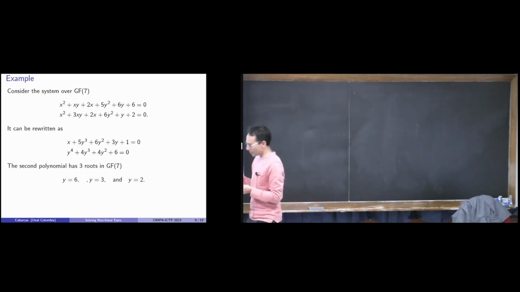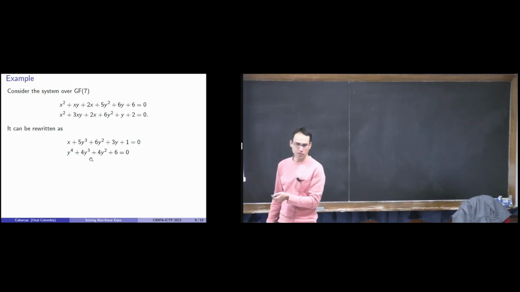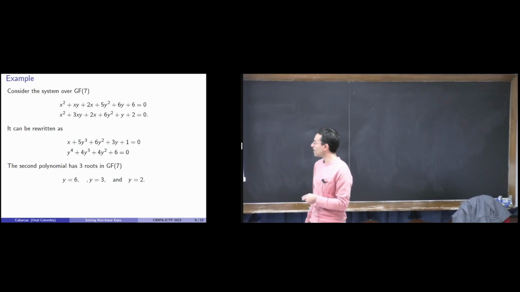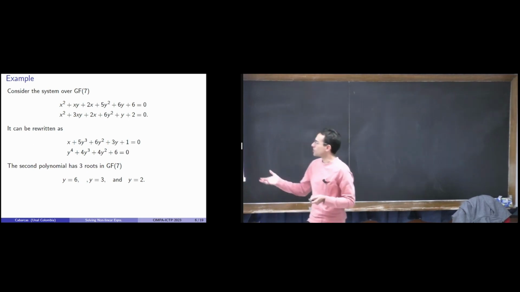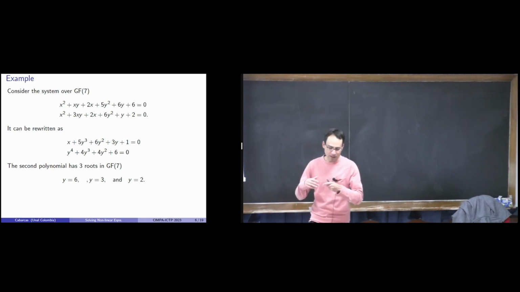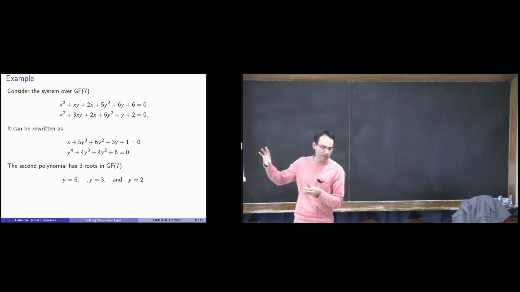And if you look carefully at this, the second equation only involves y. And that is nice because then we can factor that second equation to find 3 roots. In this case, there are 3 roots over GF7: y equals 6, y equals 3, and y equals 2. Over the algebraic closure, there would be 4 roots, but in this case, there are 3 roots over GF7.